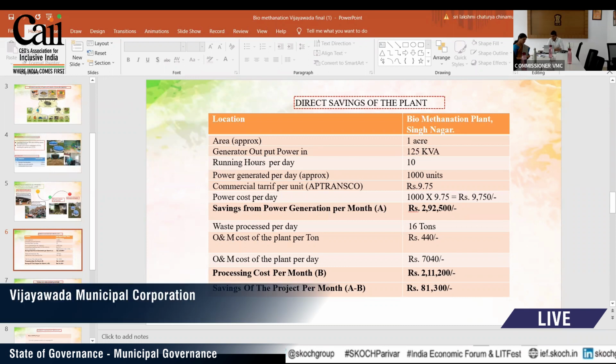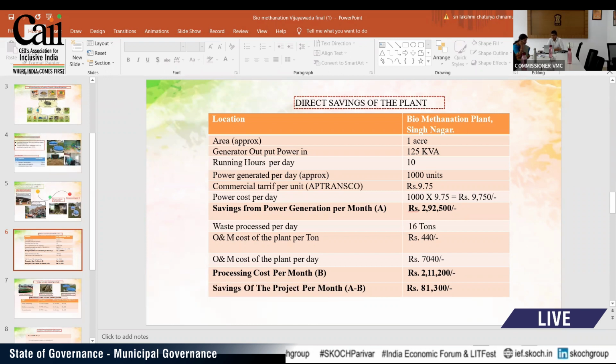The savings which we generate from this power generation per month is 2.92 lakhs, while the cost is 2.11 lakhs in order to run the plant. Basically, it is costing us 440 rupees per ton or 7,040 rupees per day in order to run the plant. So the net savings per month is 81,300.